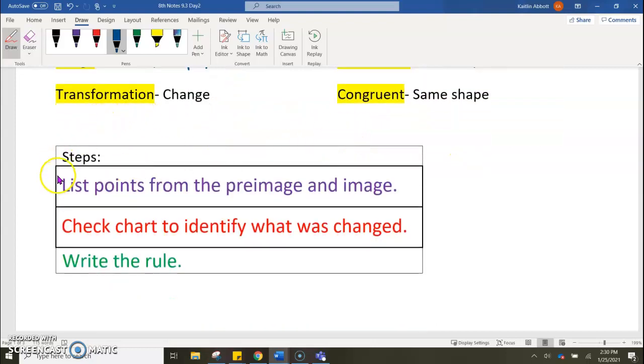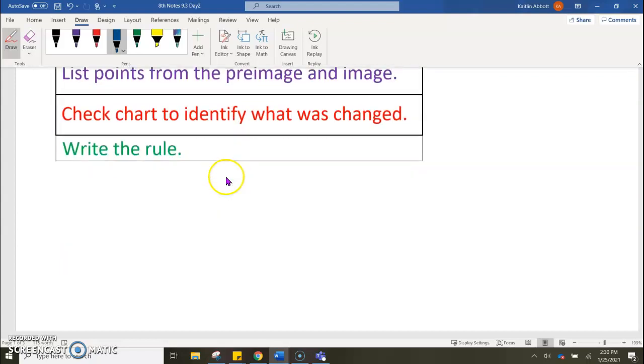So our steps changed a little bit today. Yesterday you had to take an image and write down the points, all the ordered pairs, and then change them based on what the instructions gave you. Today you're going to be given an image and a pre-image. You still have to write the points down, but then all you have to do is check our handy dandy chart and write what happened. Did it rotate clockwise, counterclockwise, and how many degrees did it rotate?